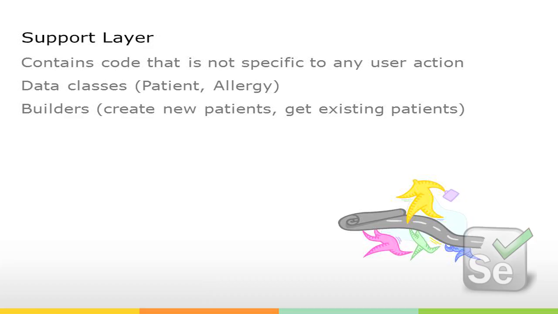Now the support layer is code that doesn't correspond to the user actions. It's kind of almost the junk drawer of our automated testing. We've got our data classes here that contain our patients, our allergies. We've got builders that know how to build these out and filter them, get the information we need. And then there's a few generic things like taking screenshots and a few other utility functions like that live in the support.